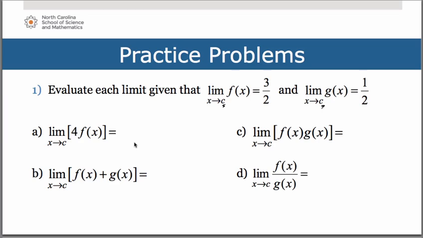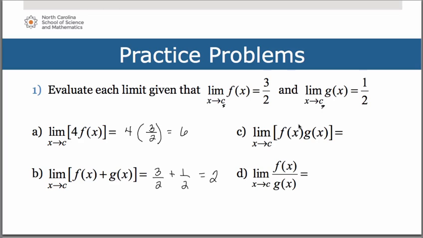In letter A, if we want the limit of 4 times the function f of x as x approaches c, that simply is going to be 4 times the limit of the function, which was 3/2, which in the end gives us 6. In part B, where we want the limit of the sum, remember that's simply going to be the sum of the individual limits. So we have 3/2 plus 1/2, which in the end simplifies to 2.